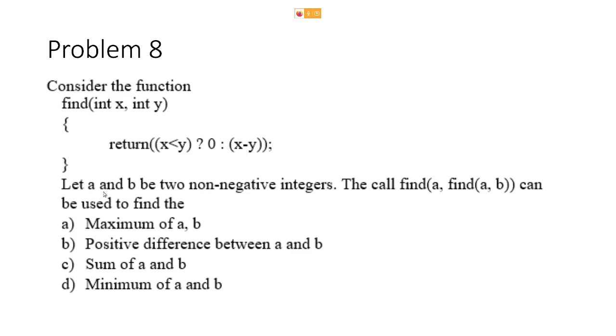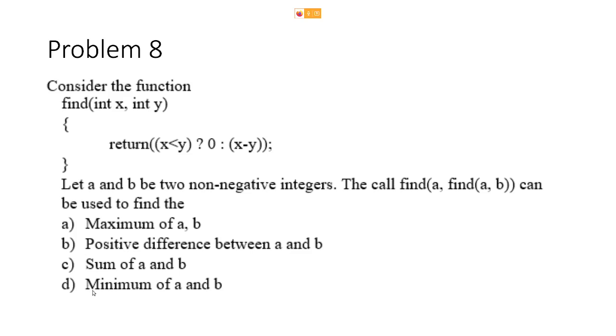Now let a and b be two non-negative integers, which are greater than or equal to 0. Then the call find of a comma find of a comma b, which is like you're calling first find with values a, b, then the output of that find function you're using again to call another find with a comma that output. Now it's asking, can this call be used to find the maximum of a and b, the positive difference between a and b, the sum of a and b, or option D, the minimum of a and b.